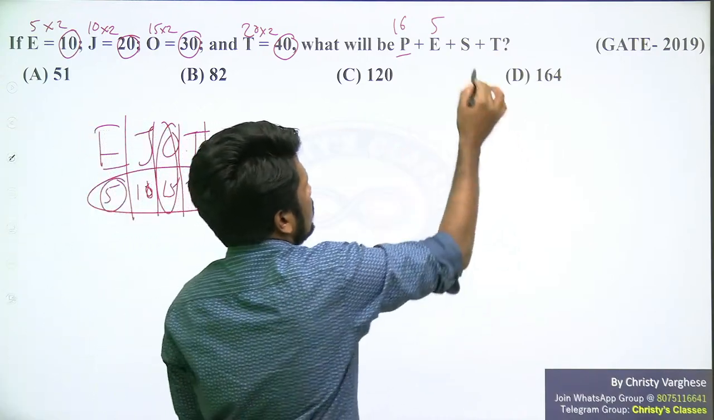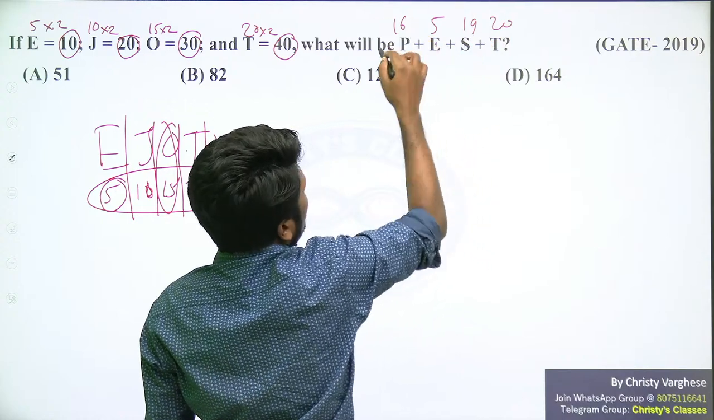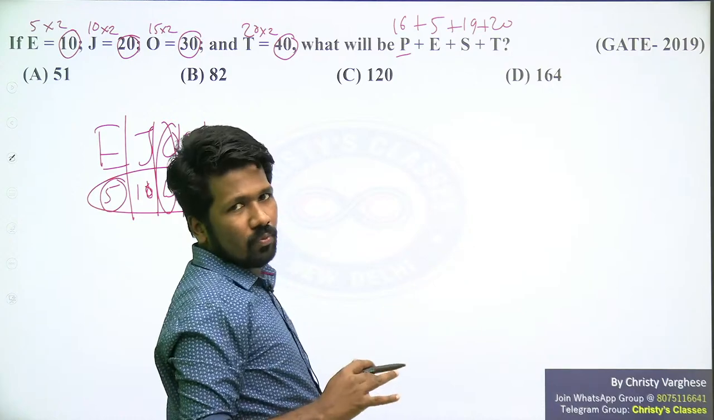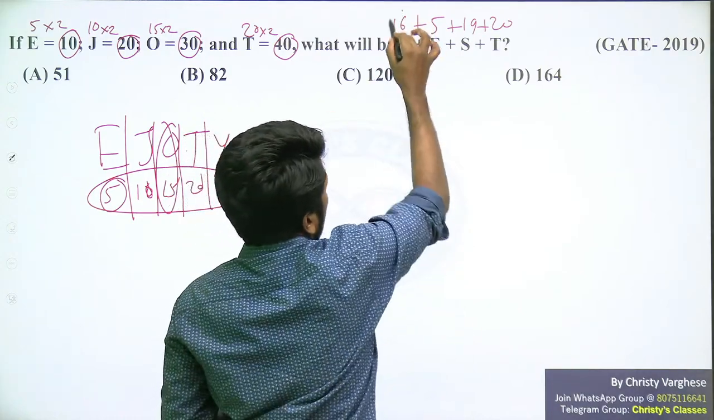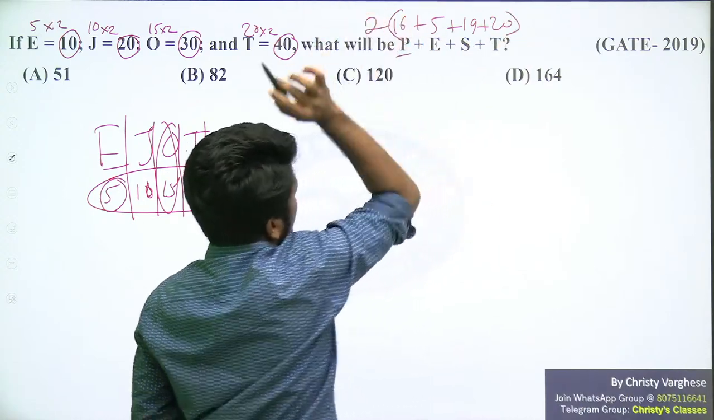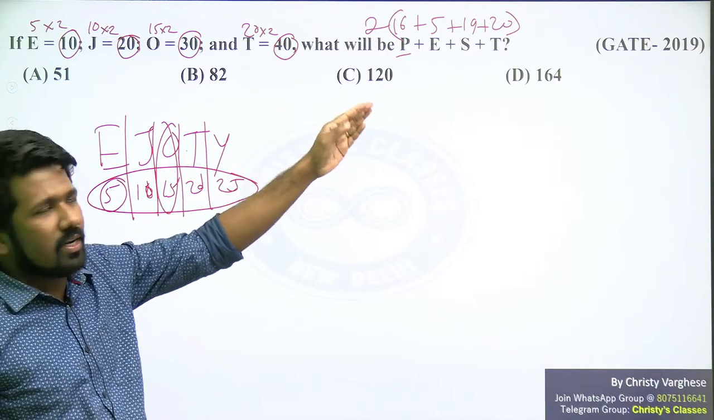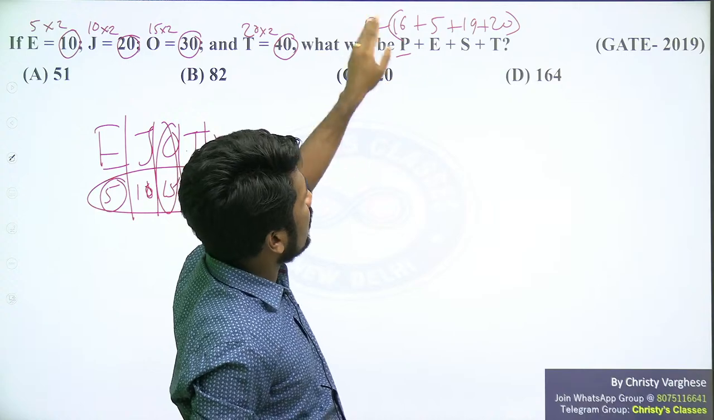So you can easily correspond it to 19. And T is the 20th letter. But you need to double this. As I told, either you add it up and double it in one go, or you double separately, which is a waste of time. So it is better you add it up and then double it. Because anyway, individually doubling all 4 will take more time. So it's better to take the corresponding position in the English alphabet and then double it.